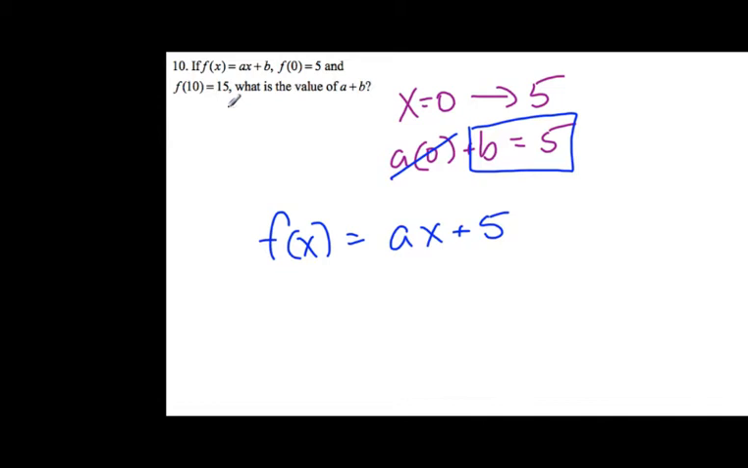Now let's do f of 10 equals 15. So when x is 10, we get 15. So let's plug in x is 10.